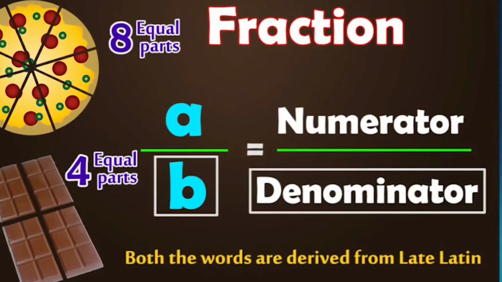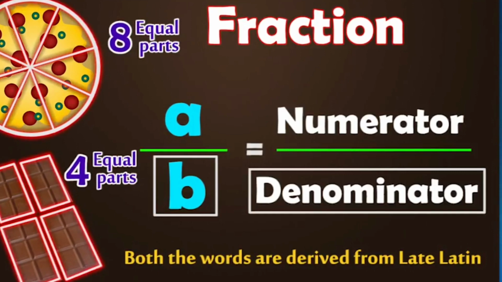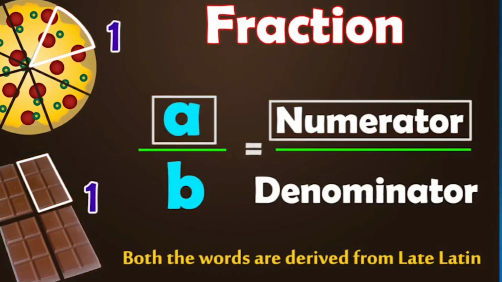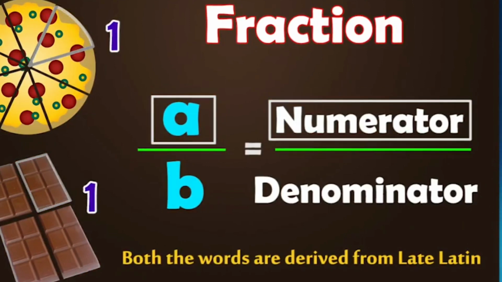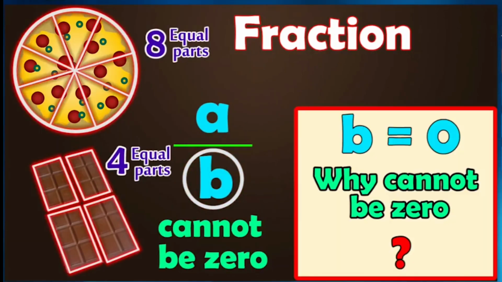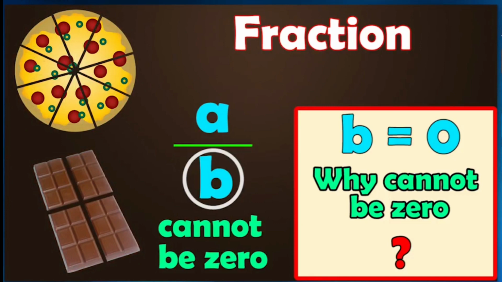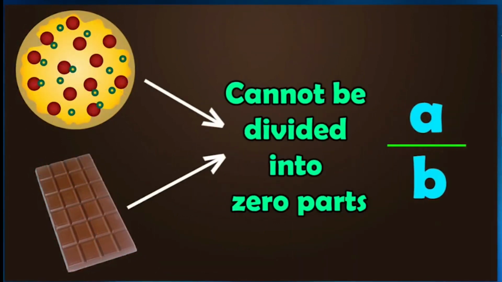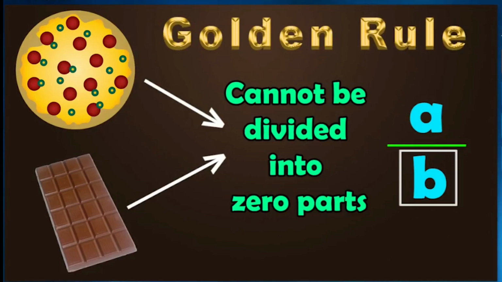Denominator indicates the total equal parts into which the whole is divided. Numerator is the number of equal parts which has been taken out or which has been left out. Denominator cannot be 0. Why? If we cannot divide anything into 0 parts, we cannot give anything to anyone. And hence, the denominator of a fraction cannot be 0. This is the golden rule of mathematics.